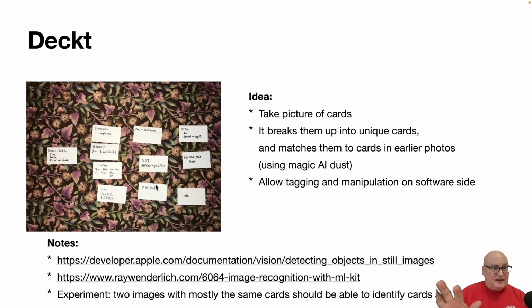And if I were to take the cards and shuffle them on the table and take a new picture, I'd like it to readjust the cards that I already had. So some of them may be new, some of them may be missing, but somehow I'd like to be able to reflect my table with my virtual one.